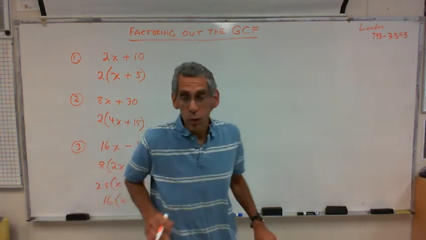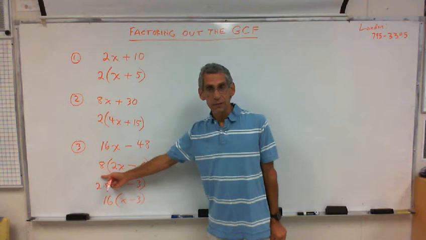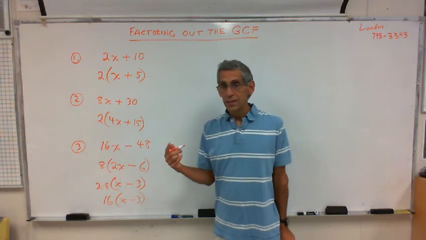Yay! Now, it would have been way easier to start immediately with 16. If you find the biggest, greatest common factor, that's the easiest thing.